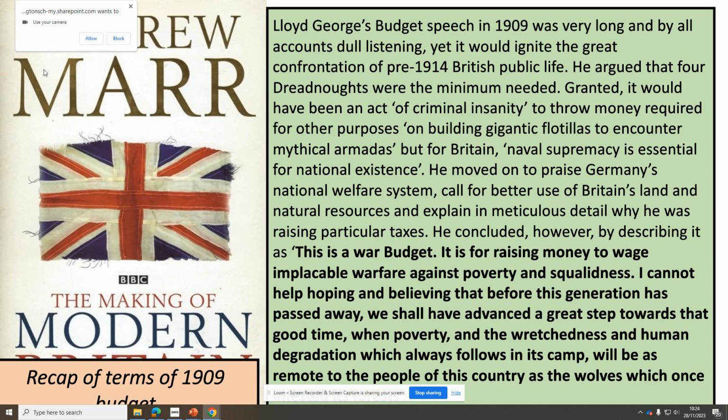is this last little bit here. This is what Lloyd George refers to the People's Budget as. He says, "This is a war budget. It's for raising money to wage implacable warfare against poverty and squalidness."